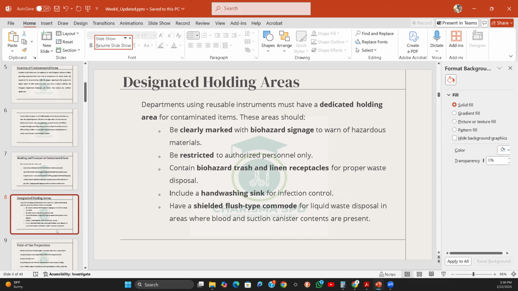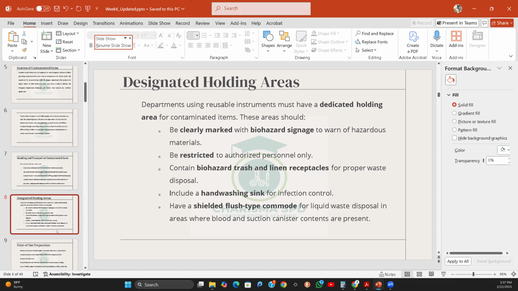In units whereby they are used, apart from the OR, they must have a place where they are held until pickup time by Central Sterile Processing Department. We call these areas dedicated holding area. Each department, example, I'll give you a practical. The labor and delivery department always have a particular room that they keep contaminated instruments in, that central sterile processing technicians are supposed to make rounds to pick them.